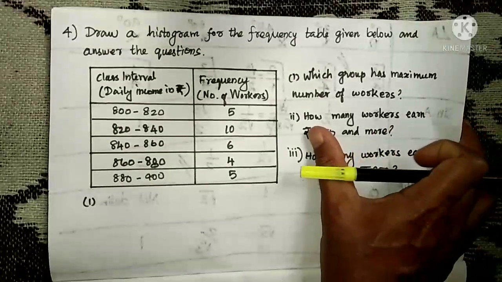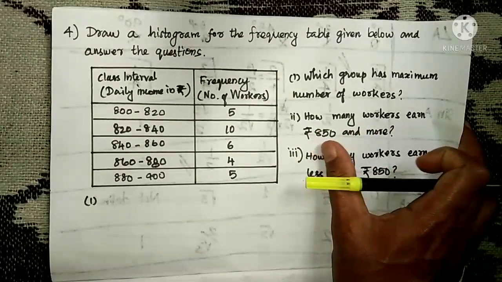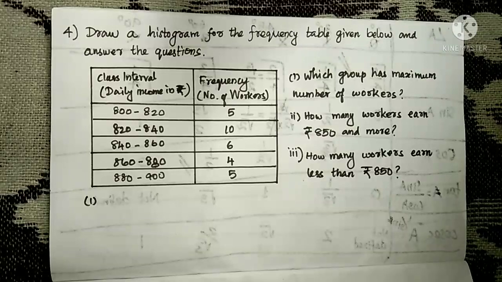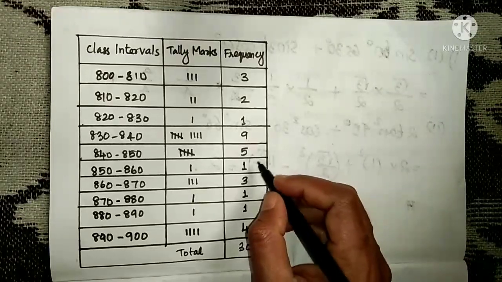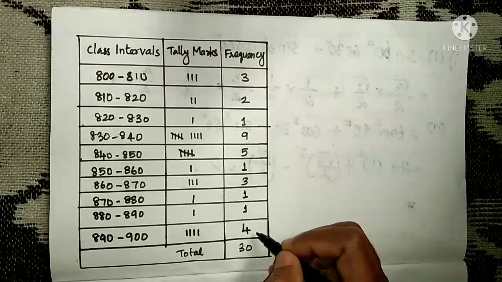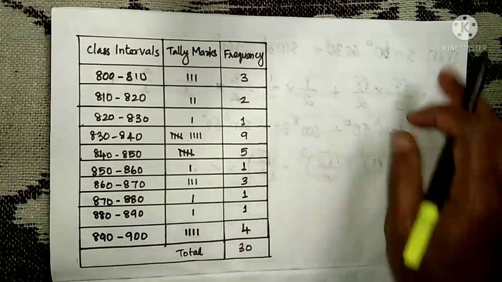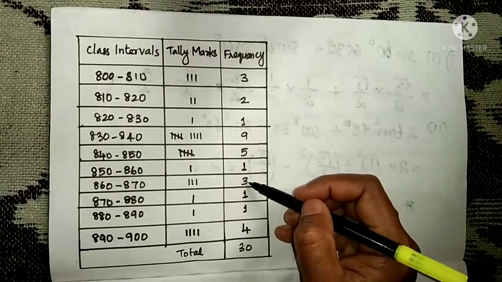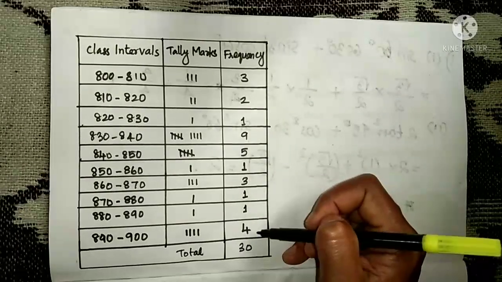The second question is: how many workers earn rupees 850 and more? For that we can go through the previous values. For 850 and more, we can add 3 plus 1 plus 1 plus 1 plus 4, because these values are more than 850. So 3 plus 1 is 4, plus 1 is 5, plus 1 is 6, plus 4 is 10. So 10 workers.